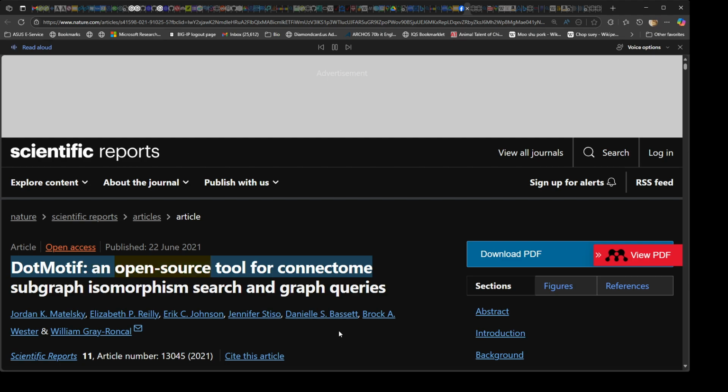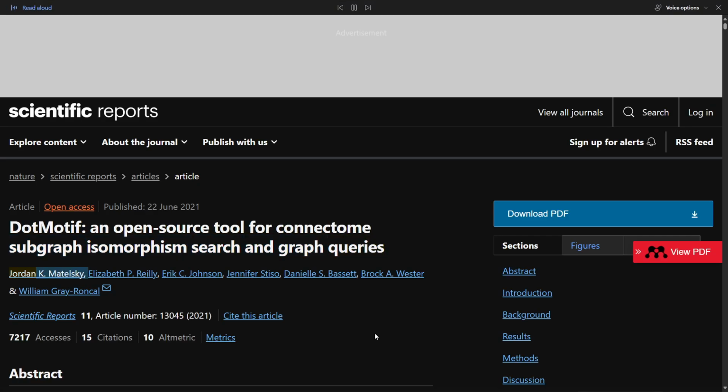DotMotif, an open-source tool for connectome subgraph isomorphism search and graph queries. Jordan K. Matelsky, Elizabeth P. Reilly, Erik C. Johnson, Jennifer Stiso, Danielle S. Bassett, Brock A. Wester and William Gray-Roncal. Scientific Reports 11, article number 13,045, 2021. Cite this article. 7,217 accesses, 15 citations, 10 Altmetric.